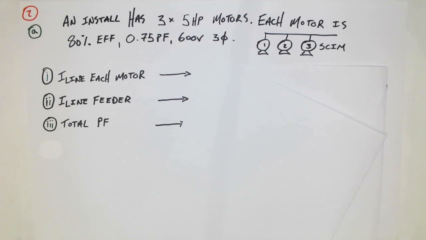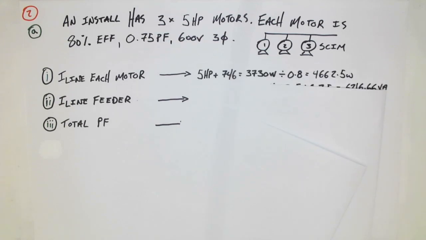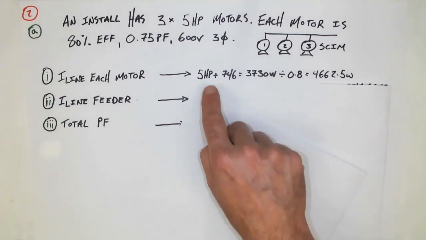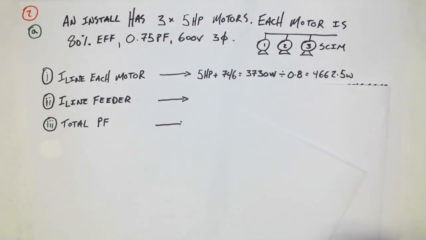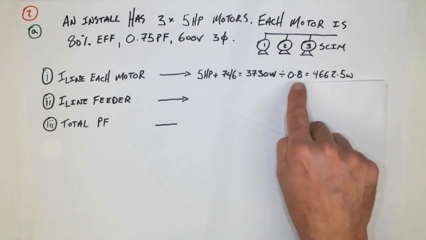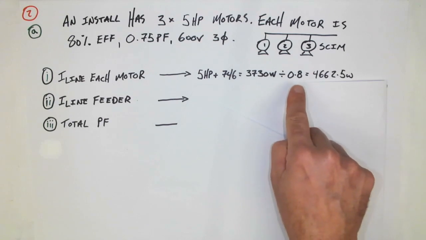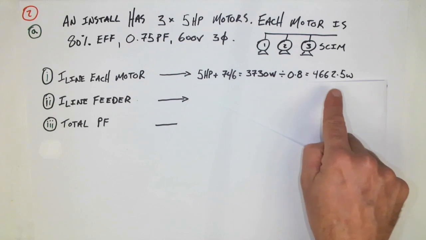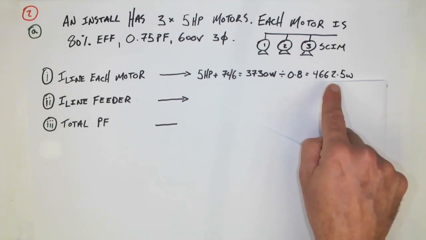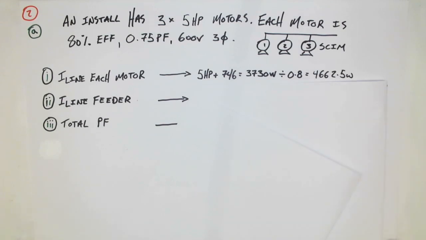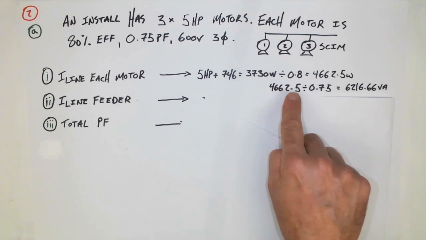First things first, I-line of each motor. Well, the I-line of each motor can be calculated by using our horsepower times 746, giving us 3730 watts. And then divide by 0.8. This 0.8 is my efficiency. Remember, we're going from the shaft of the motor back to the electrical connections, which means the motor requires 4662.5 watts. Once I have that information, then I can go ahead and use my power factor to determine the VA.